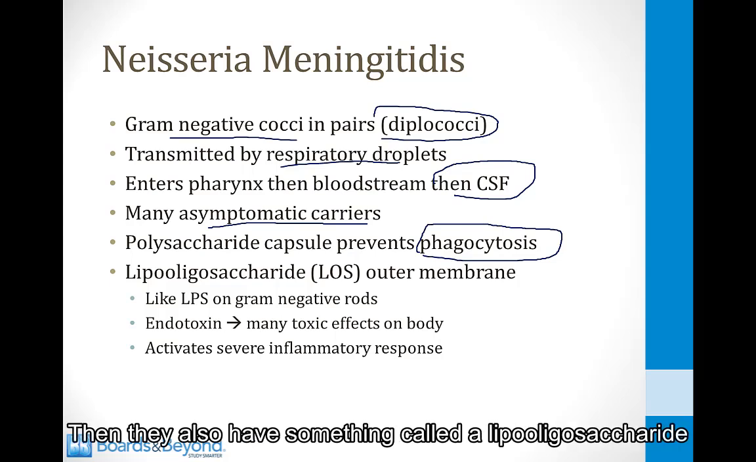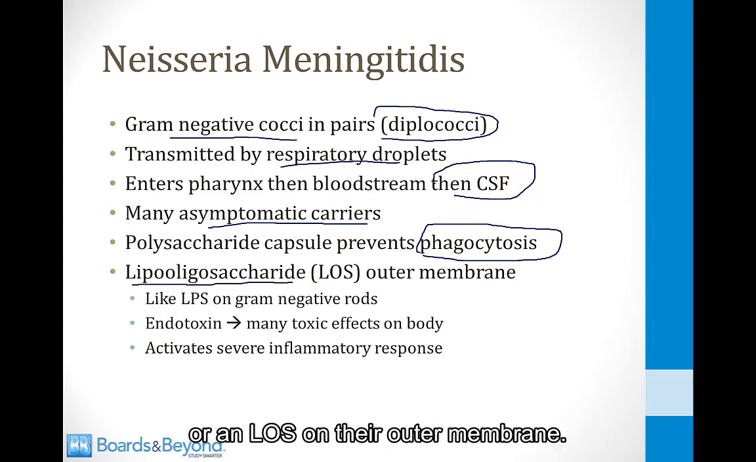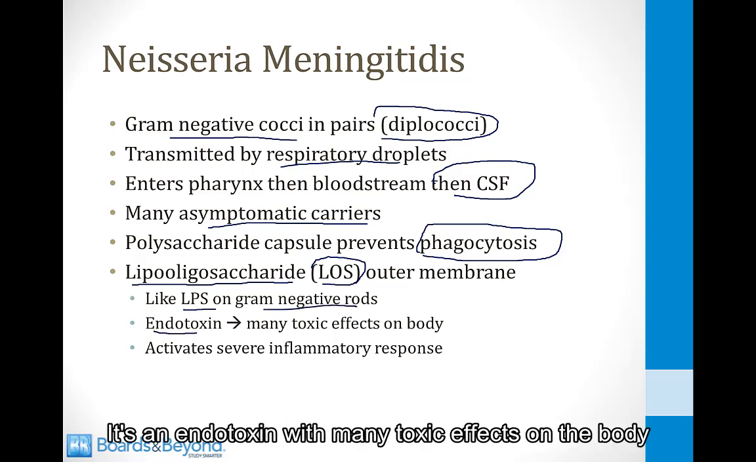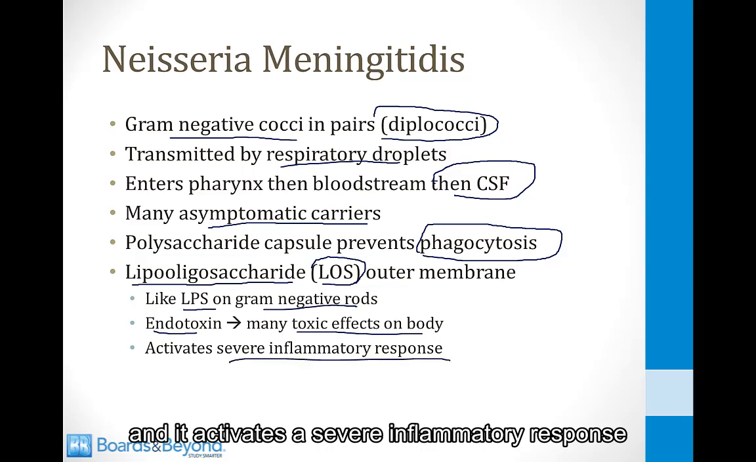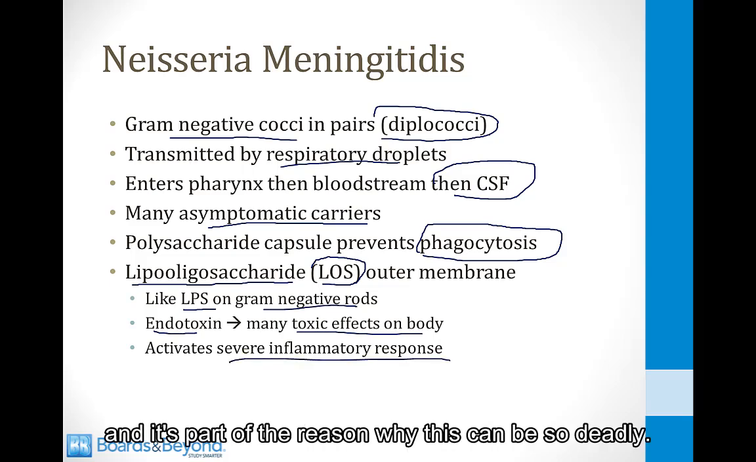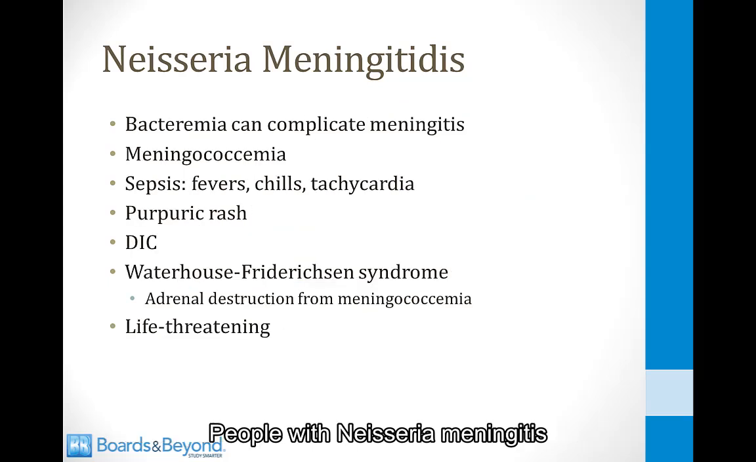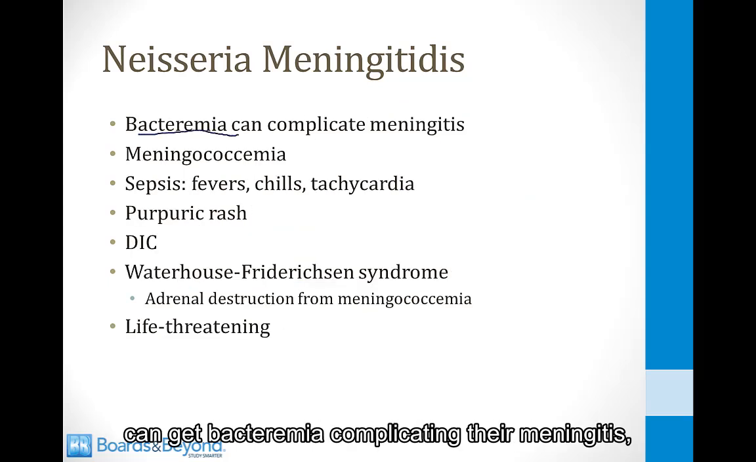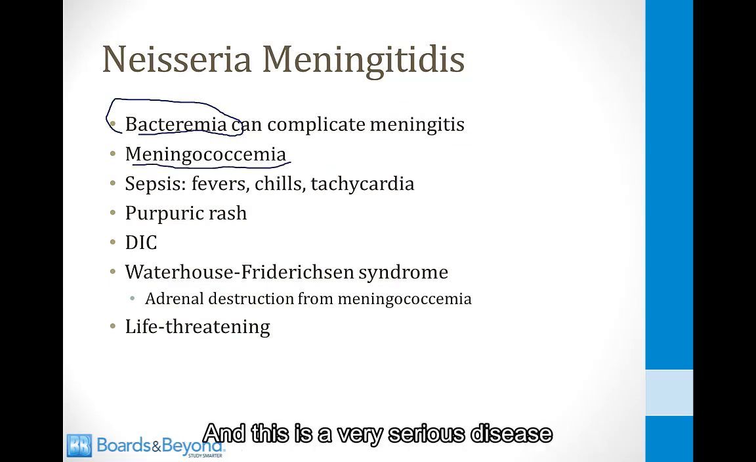Then they also have something called a lipooligosaccharide, or an LOS, in their outer membrane. And this is like the lipopolysaccharide in gram-negative rods. It's an endotoxin with many toxic effects on the body, and it activates a severe inflammatory response, and is part of the reason why this can be so deadly. People with Neisseria meningitis can get bacteremia complicating their meningitis, and this is called meningococcemia. And this is a very serious disease. It can kill people easily.